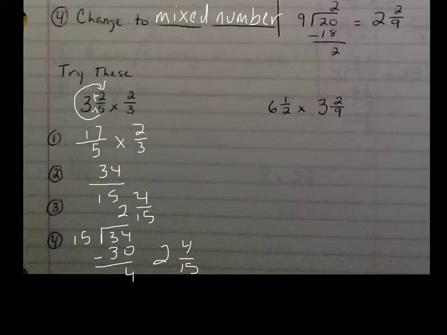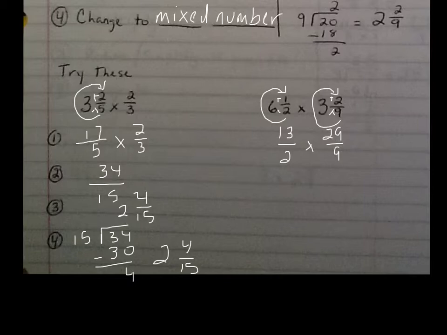Okay, so here we go. Now, first step, change them to improper fractions. And both of them are going to need them. So we're going to have to multiply and add both of these. Okay, 2 times 6 is 12, plus 1 is 13 over 2 times 9 times 3 is 27, plus 2 is 29 over 9. Oh goodness, these are some big numbers.